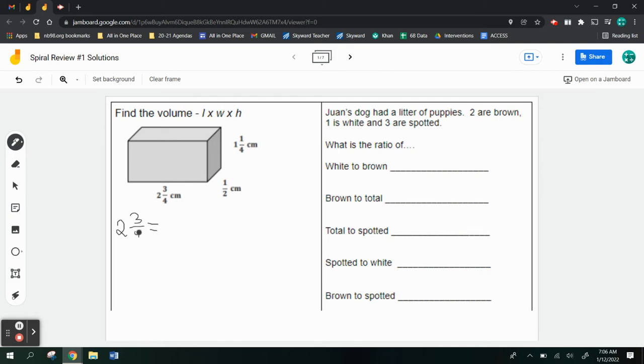So 2 and 3/4, that means I have two whole units, two wholes. So what does that mean? In this case, it means I have 4/4 two times. Each one of these is one whole unit. And then I also have those leftovers, 3/4.